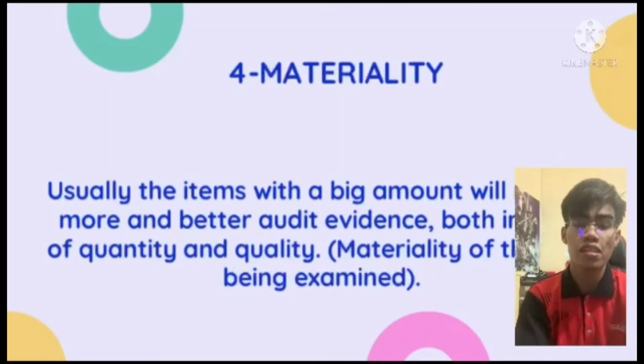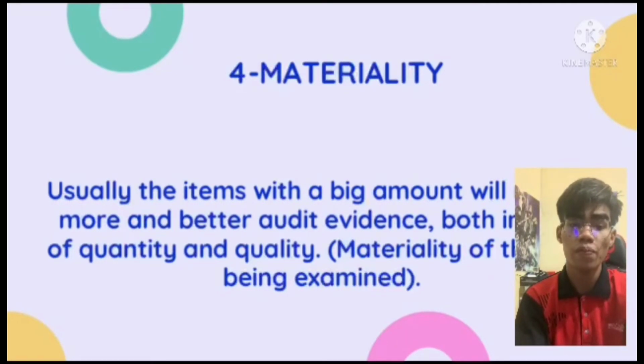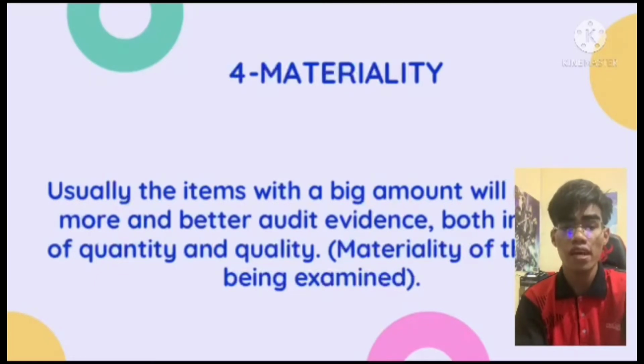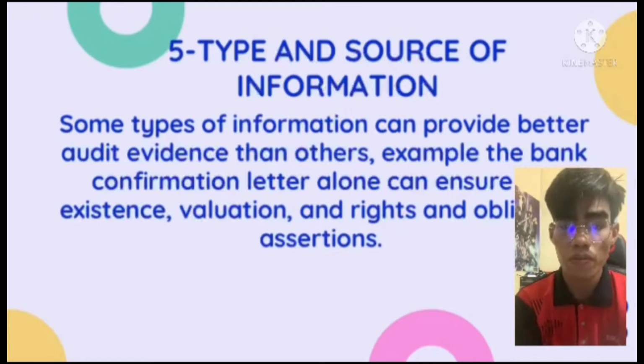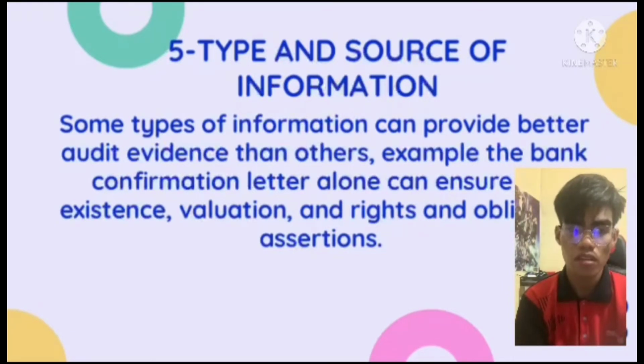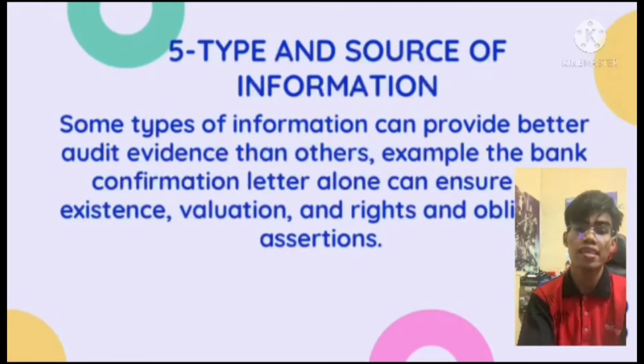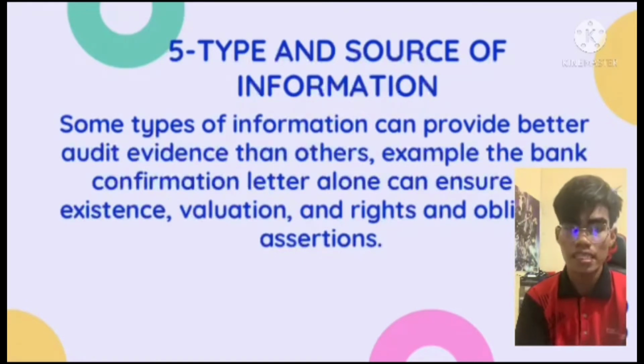Next is materiality. Usually, the item with a big amount will require more or better audit evidence both in terms of quantity and quality. Materiality of the item being examined. Lastly is type and sources of information. Some type of information can provide better audit evidence than others. Example, the bank confirmation letter alone can ensure the existence, valuations, and rights and obligations assertions.